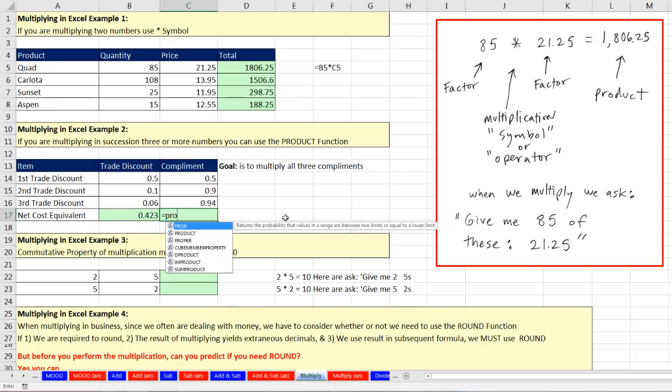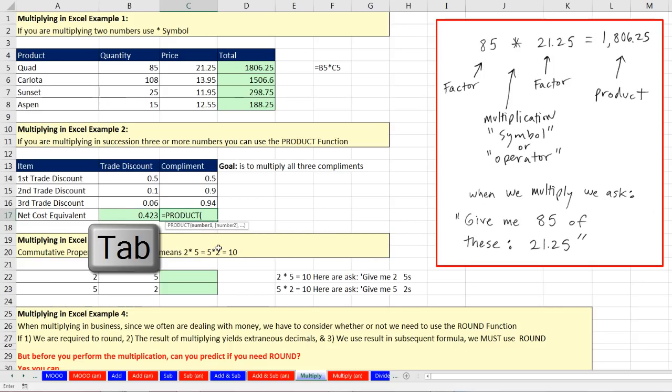Now, no problem. You could do the multiplication symbol, but we have the option: equals PRO. That's a probability function. I type a D, I see product. That multiplies all the numbers given in its argument, so tab. You could see, like the sum function and other aggregate functions, it has a number of different arguments.